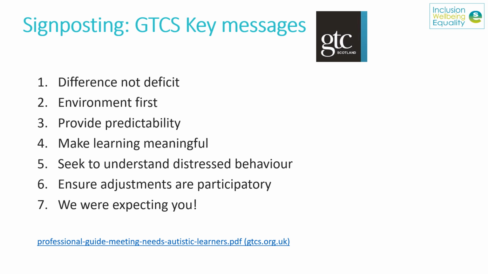The GTCS revised standards were published in August 2021, and the key messages listed here summarise the promoted ethos for working with autistic learners. These are important considerations for teachers working in all roles because we need to be all singing from the same hymn sheet. They can be a useful focus for professional review conversations.